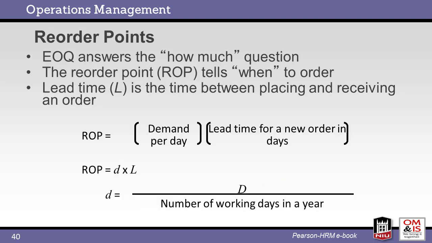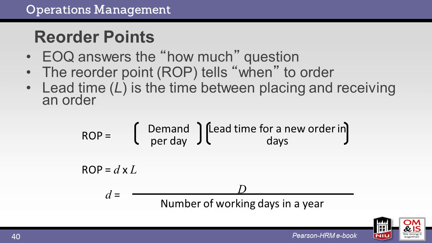Now we move to the reorder point. The EOQ tells us how much to order, while the reorder point, or ROP, tells the team when to order the next quantity of material from the supplier. For this calculation, we need to know the lead time L, how long after placing the order the material will be received. The reorder point calculation is demand per day times the lead time in days.